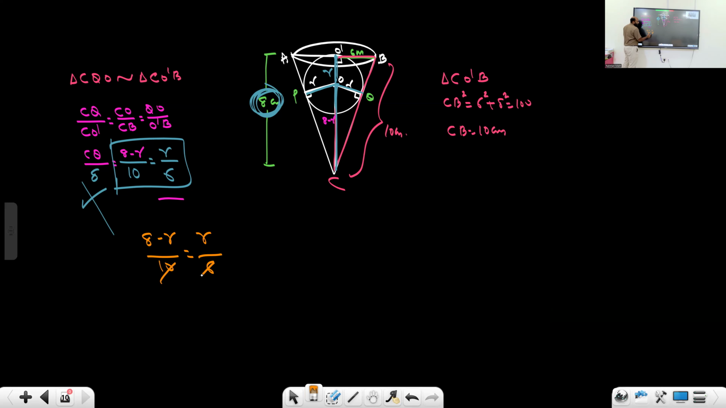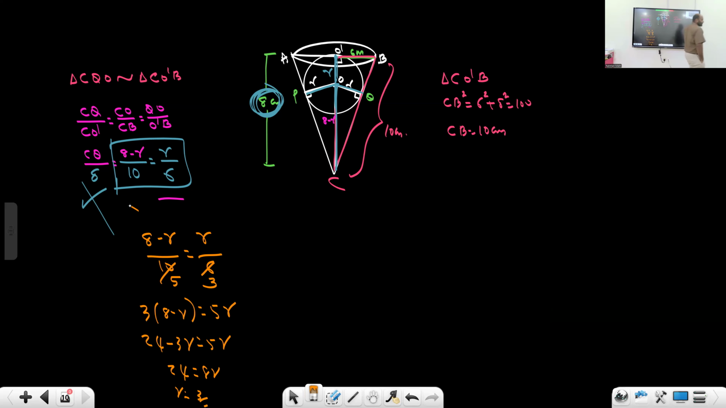This and this cancel directly. How many? 5, 3. Cross multiplication: 3 into (8 minus R) equal to 5R. 24 minus 3R equal to 5R. 24 equal to 8R. R equal to how much? 3. Try to understand, all these steps we did only to get the radius of this sphere.